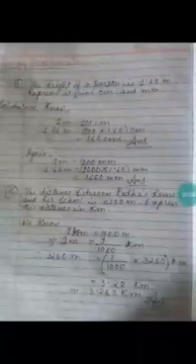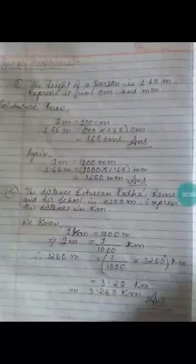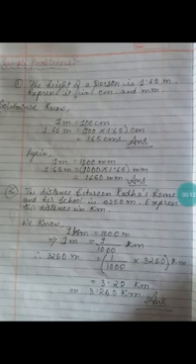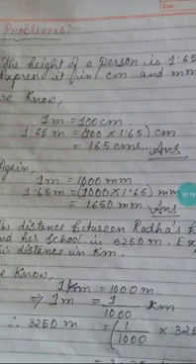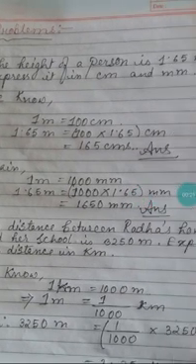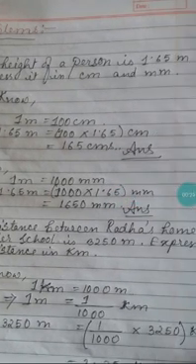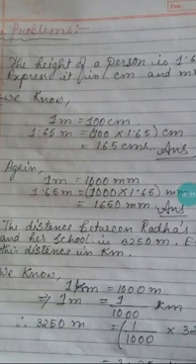Hello students, now we will discuss some of the sample problems which are solved in your book also. So, our first problem is question number 1. The height of a person is 1.6 meter. Express it in centimeter and millimeter. Now, our solution will be like this. We know 1 meter equals how many centimeters? 1 meter equals 100 centimeters.